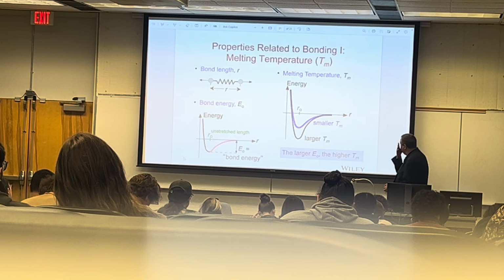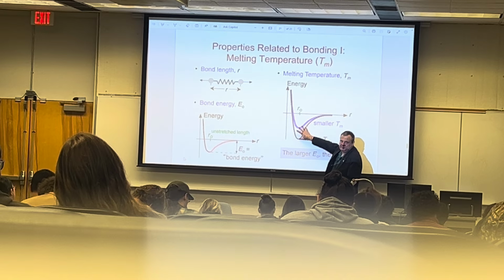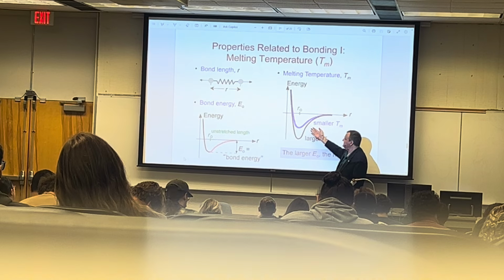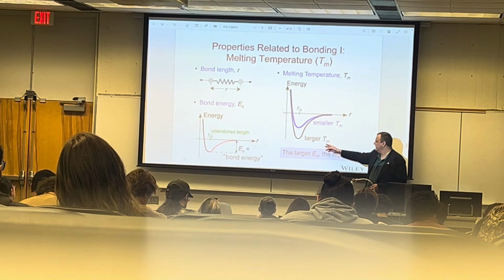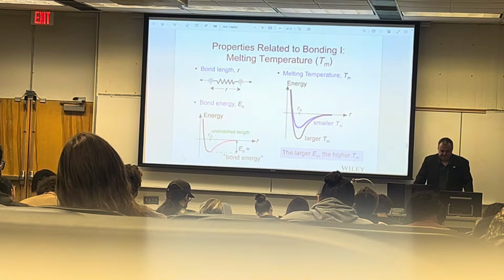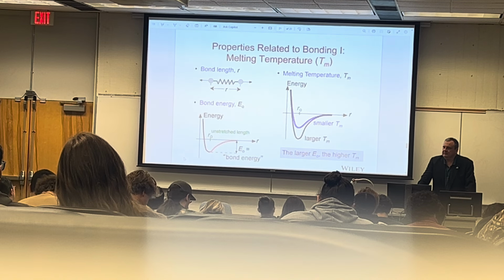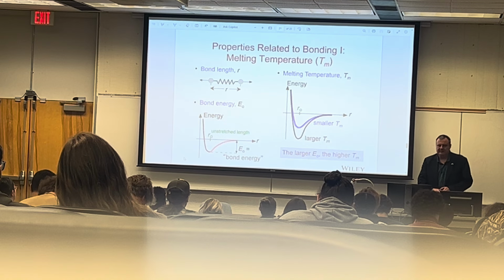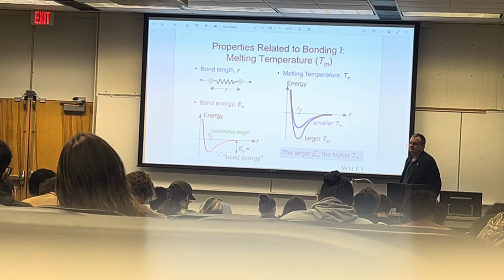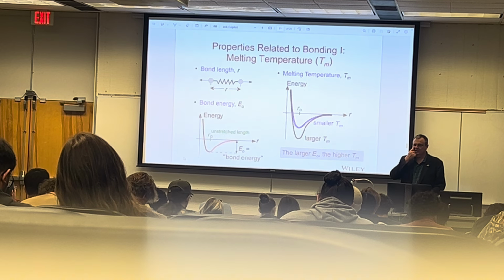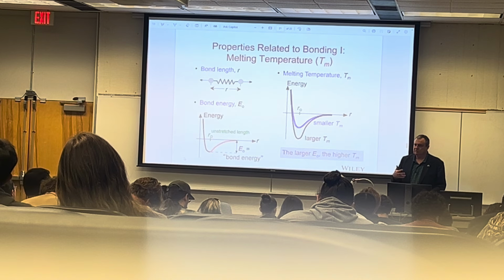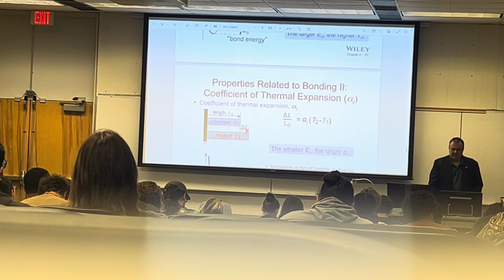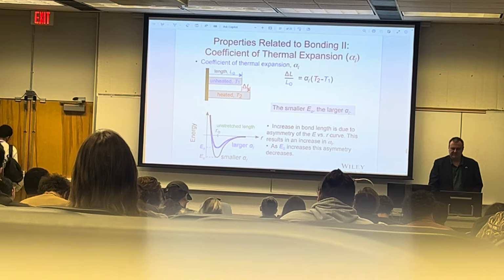And it determines the melting temperature. This energy determines at what temperature the material is going to melt. This blue curve has a smaller melting temperature. This black curve has a larger melting temperature. The larger this E0, the higher the melting temperature. Why is melting temperature important for processing? Because if you want to cast something, you need to melt it. The higher the temperature, the more energy you're going to spend, and the more it will cost for the processing.